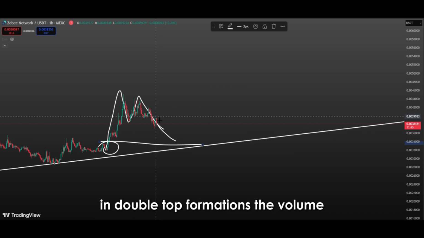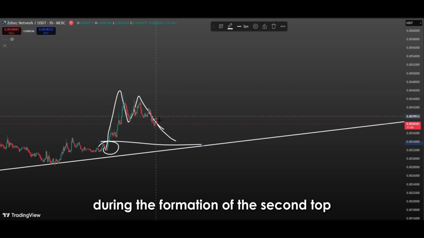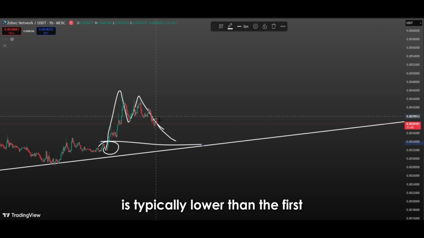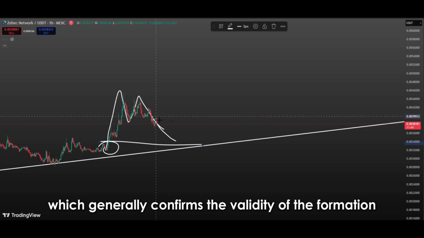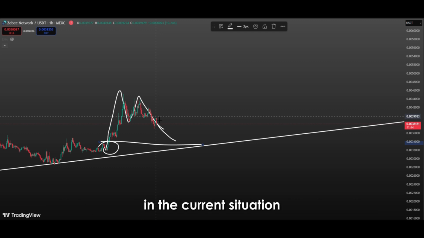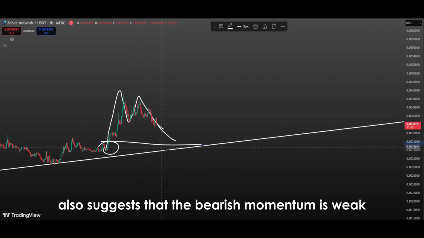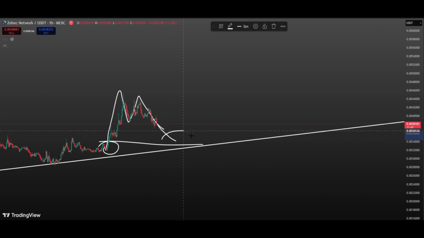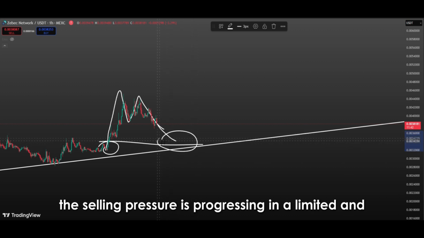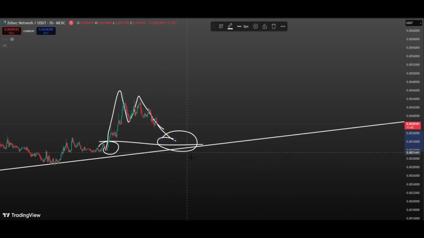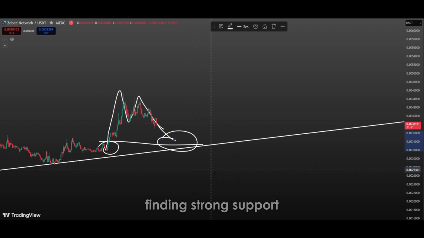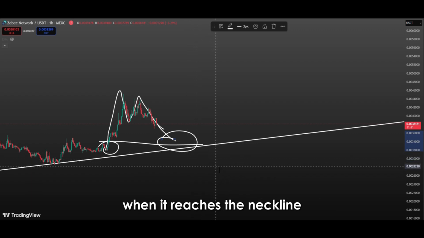In double top formations, the volume during the formation of the second top is typically lower than the first, which generally confirms the validity of the formation. In the current situation, the observed decrease in volume supports this technical expectation. However, this decrease in volume also suggests that the bearish momentum is weak. In other words, the selling pressure is progressing in a limited and controlled manner. This increases the likelihood of the price finding strong support when it reaches the neckline.